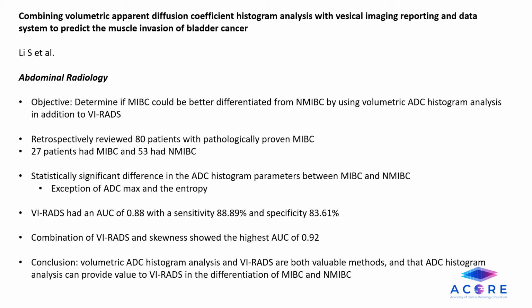VI-RADS had an AUC of 0.88 with a sensitivity of 88.9% and specificity of 83.6%. The combination of VI-RADS and skewness showed the highest AUC of 0.92. The authors concluded that volumetric ADC histogram analysis and VI-RADS are both valuable methods, and that ADC histogram analysis can provide value to VI-RADS in the differentiation of muscle-invasive and non-muscle invasive bladder cancer.